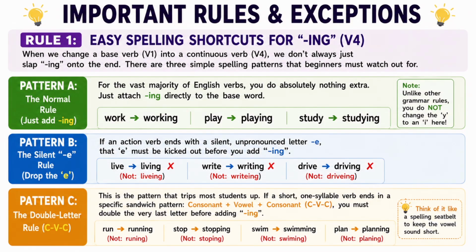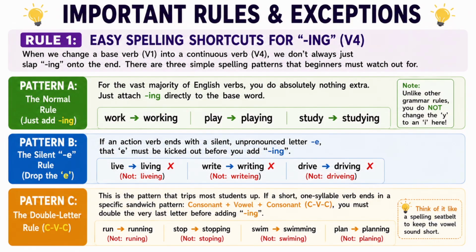We simply add ing. Pattern B is the silent E rule. If a verb ends with a silent E, remove the E before adding ing. Live becomes living, not liveing. Write becomes writing, not writeing. Drive becomes driving, not driveing.